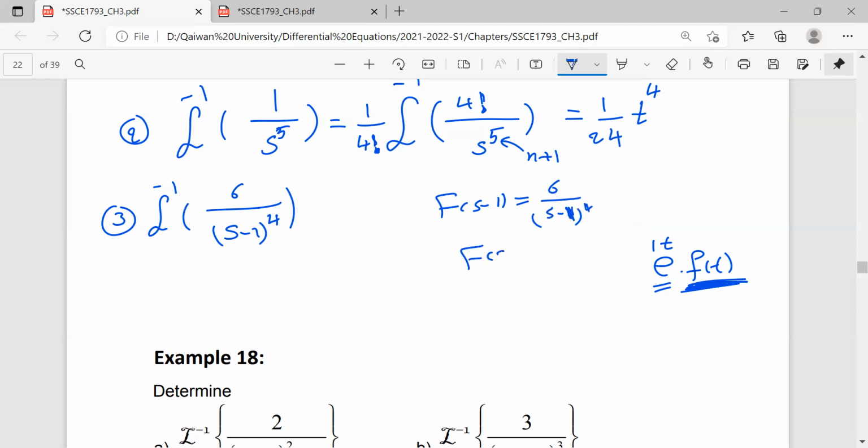How about F of s? 6 over s to the power 4. It's similar to the above one. This is a polynomial, it's t to the power something. What's the power of t? Here, it's n plus 1, so n is 3. And n factorial is 3 factorial, which is 3 times 2 times 1, it's 6. We have 6 in the numerator, so you don't need to multiply by a number and divide by a number, because you already have n factorial above.